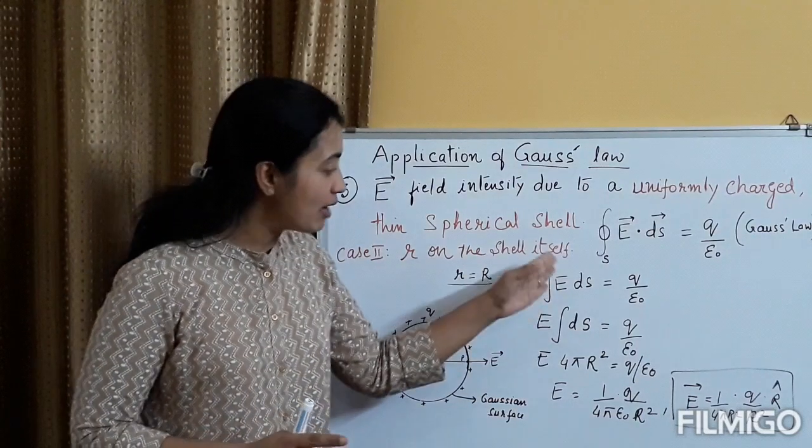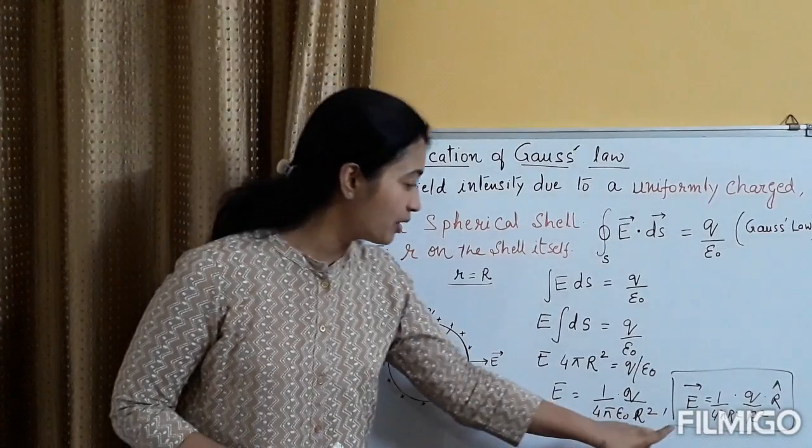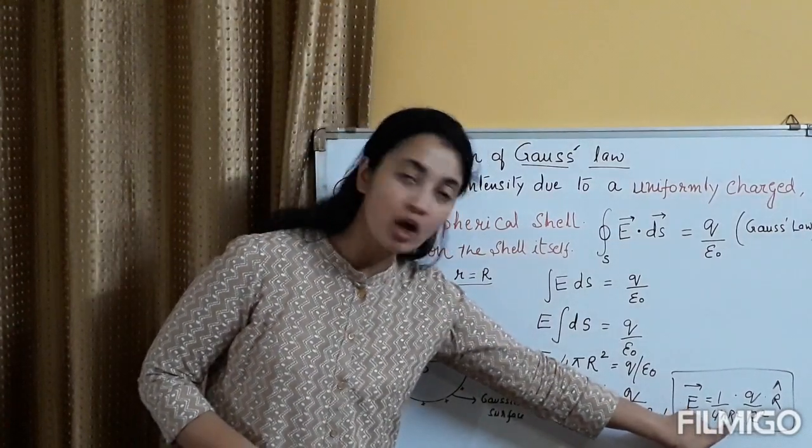Even we could have avoided these steps and directly written in the previous step. In the previous step you got 1 by 4 pi epsilon naught q upon small r square.